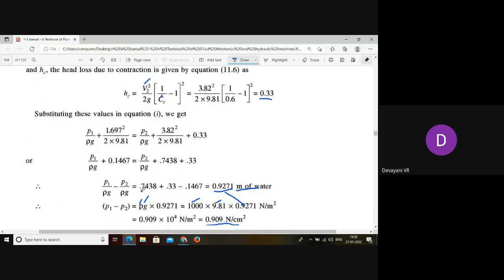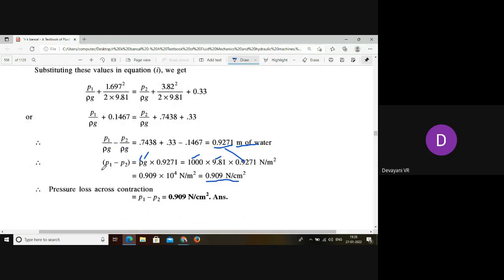So substituting that value and simplifying this, we can get the pressure loss P1 minus P2 is equal to rho g into the value of what we get in terms of meters of water. Okay, finally, we can obtain the value as P1 minus P2 is 0.909 Newton per meter square. Okay guys, so that is the value we can obtain for the pressure loss.